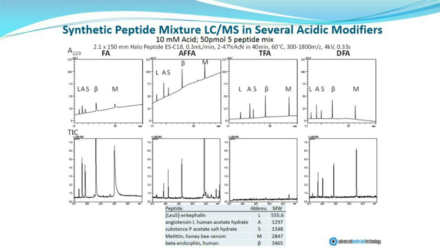When we look at the mass spectroscopic data, we can see that there is good signal intensity, as there is with ammonium formate, formic acid, and reasonable intensity with difluoroacetic acid. But with trifluoroacetic acid, we are significantly suppressed in the ionization for all of the peptides.